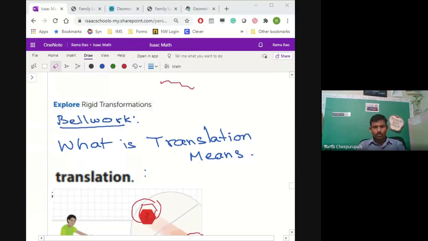Let's go and start with the bell work, everybody. On the bell work, I just want to ask you guys, what does translation mean? Go to Google Classroom and answer there. We already learned about translation yesterday. You can have your notebooks next to you, so that way it helps you really well.